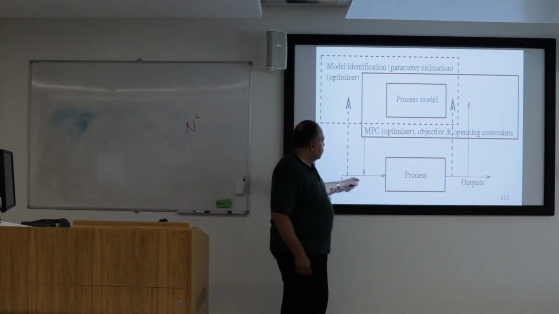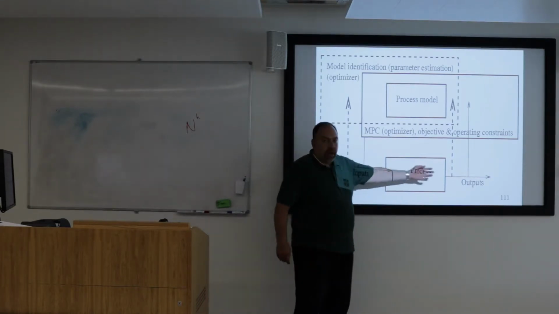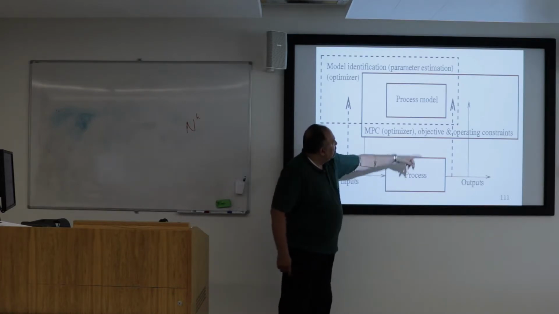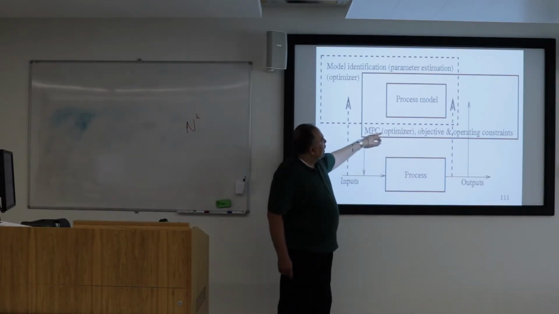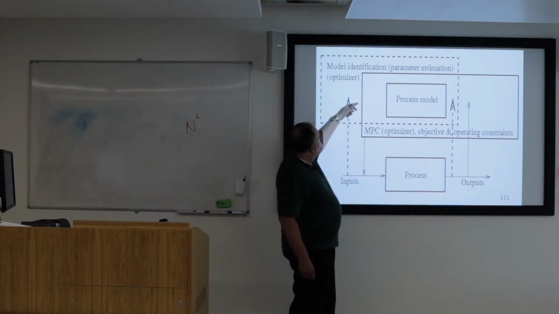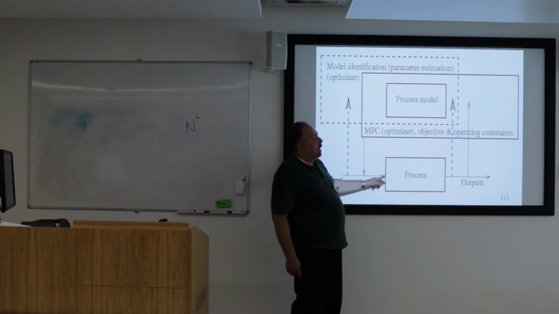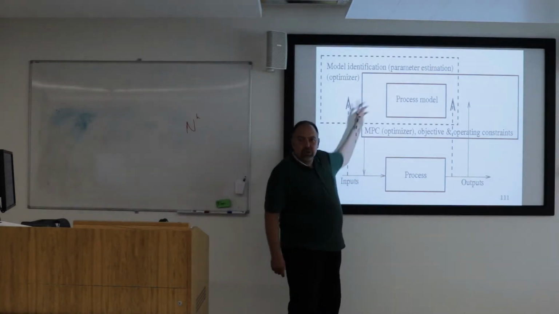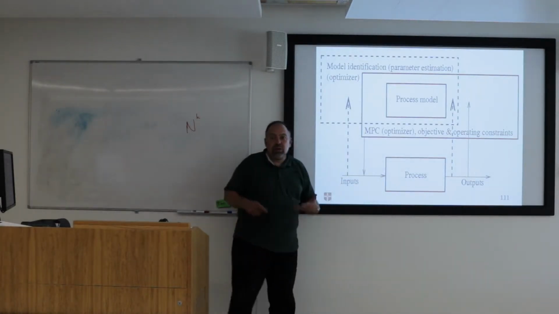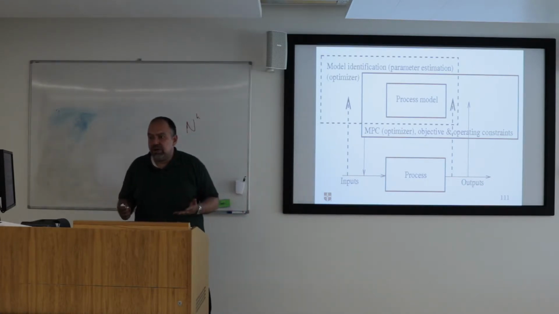You have your usual process block with inputs and outputs. The outputs are measured, and they go into a model predictive control optimizer block with a process model within it. The block gives you control actions which go back into the process, so you close the loop effectively with an optimization algorithm rather than just a PID controller.